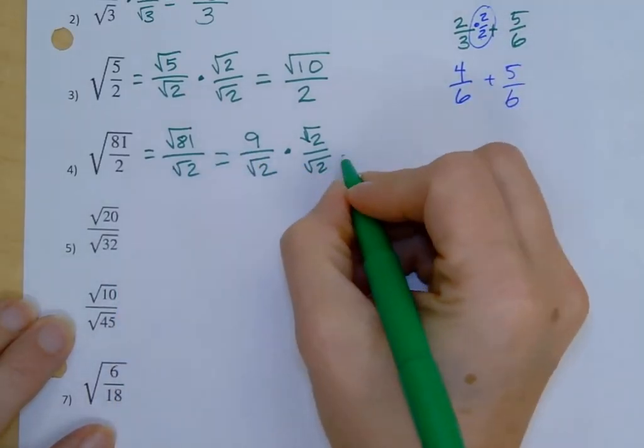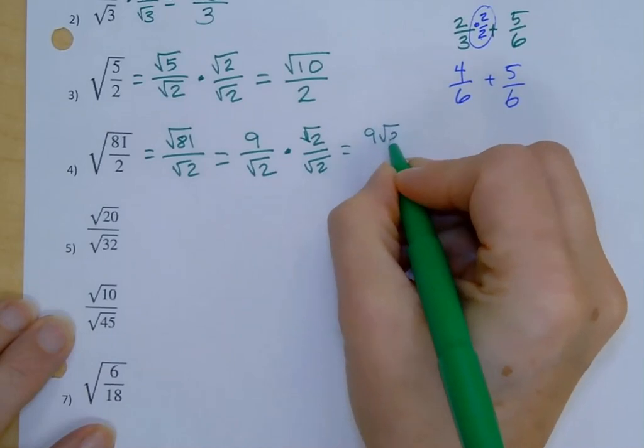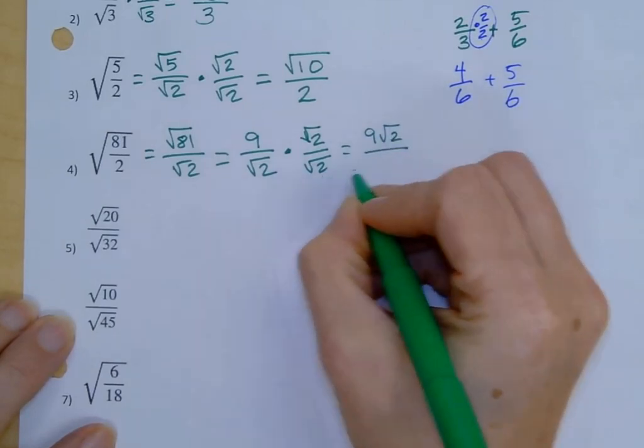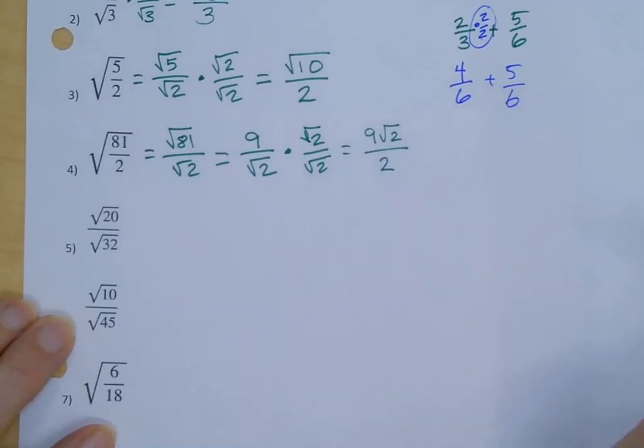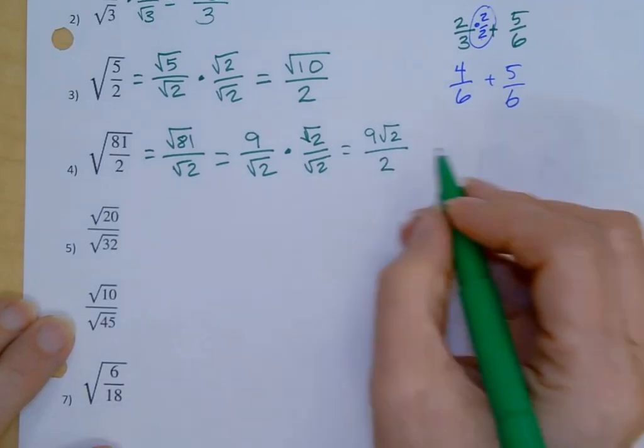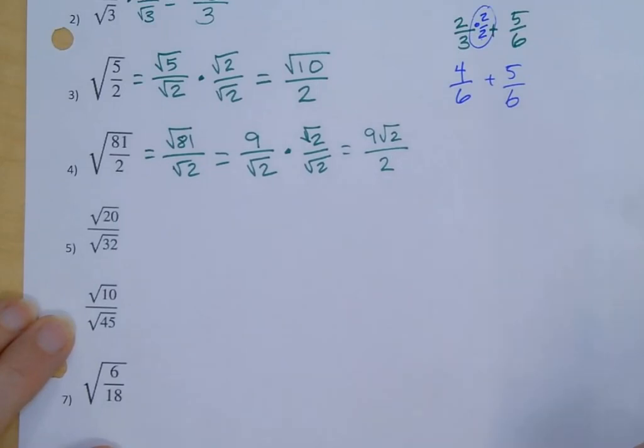All right, I have 9 times the square root of 2 here, and it's all over square root of 2 times square root of 2, which is just 2. So again, you're always going to look at your final answer and make sure there's not more simplifying for you to do. Square root of 2, that's as simple as I can get.